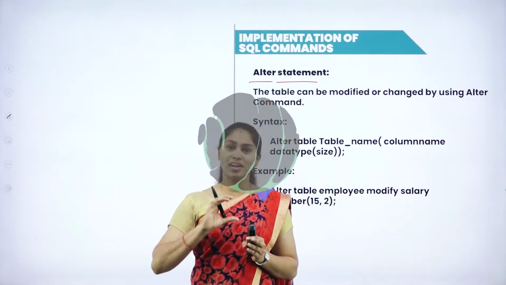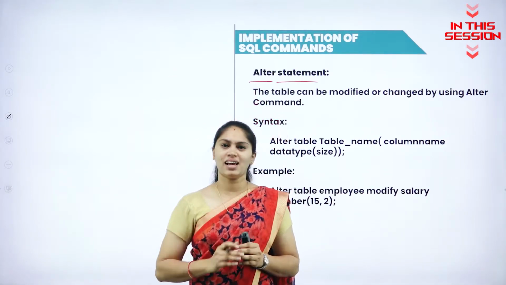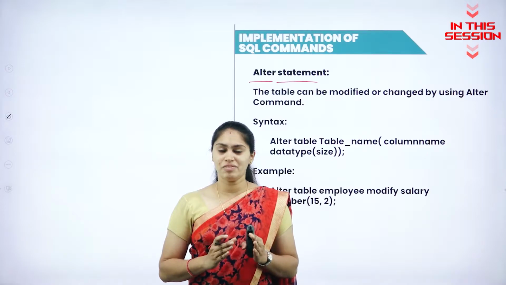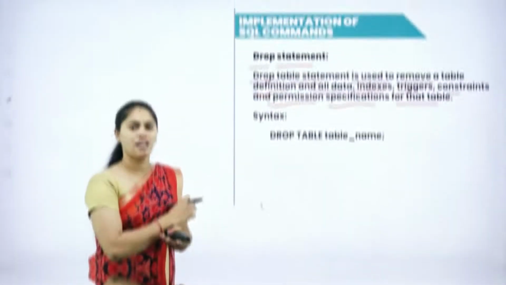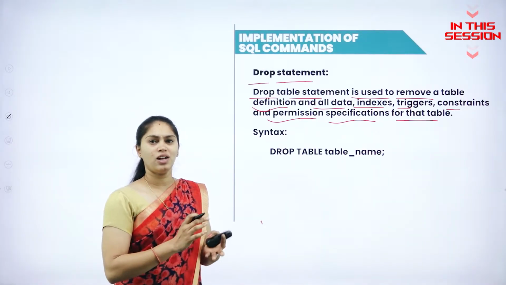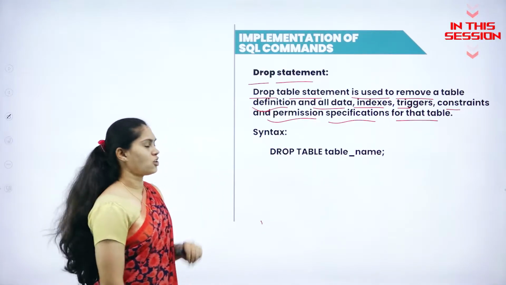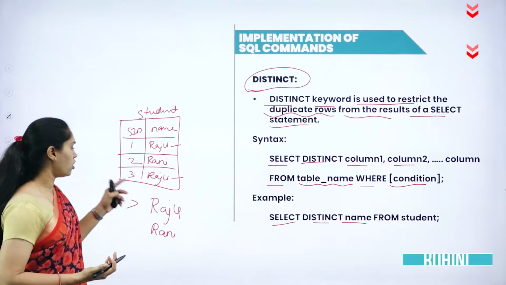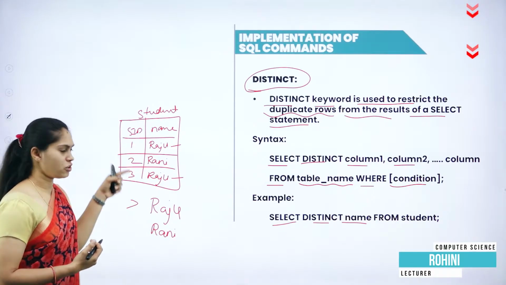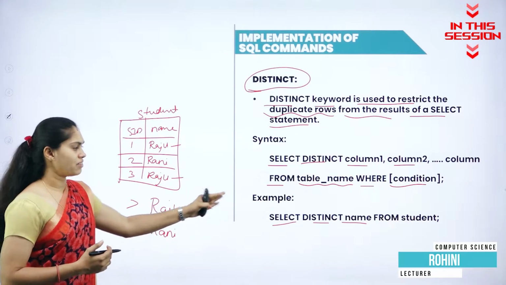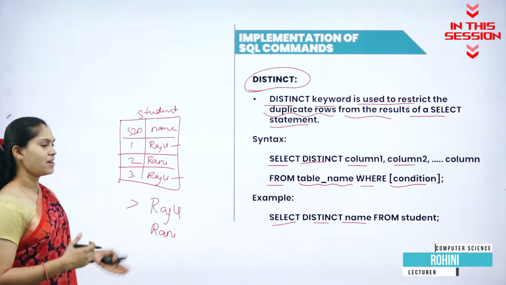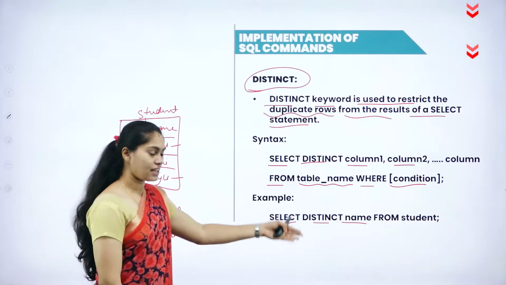If I wanted to modify the content of a table, then I have to go with the update. That is the difference between alter and update. If I wanted to remove the table overall from the database management system, then we have to use this drop statement. If I consider a whole row value, it will be different from one row to another row. But if I wanted to have a distinct name from this student name, then I can have this distinct keyword.